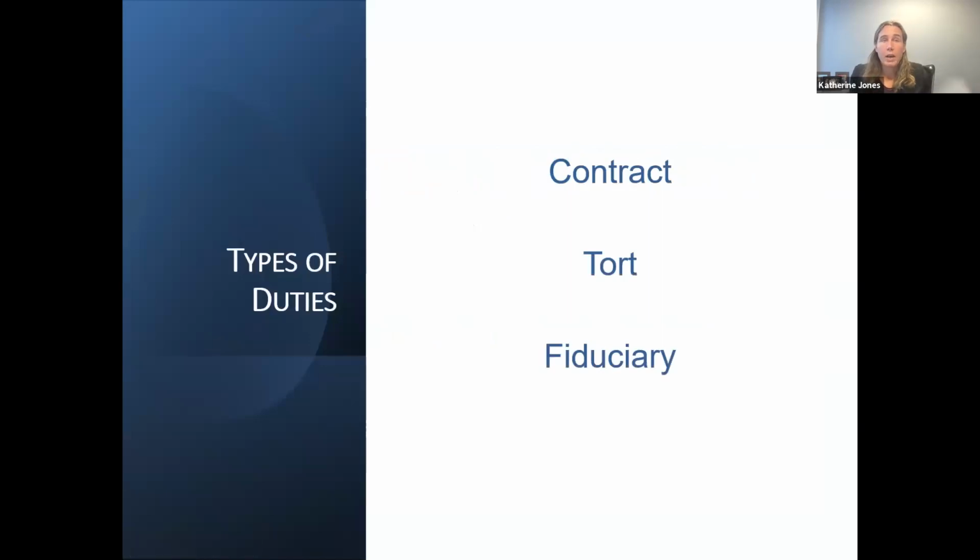Today, we're going to talk about 3 different types of duties, as we call them in the legal world, that design professionals can have towards members of the public and other third parties. The types of duties that we're going to talk about, just as a general primer, is we're going to start the presentation with the most common type of duty that you're probably familiar with, which is a contract duty.